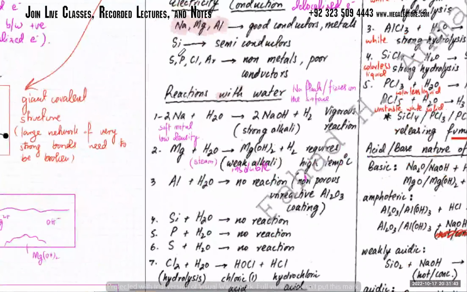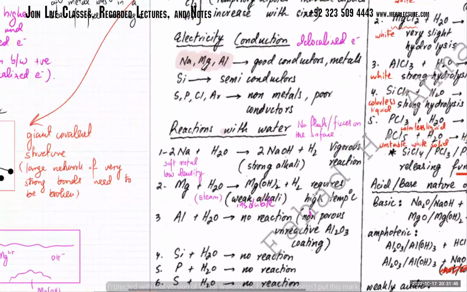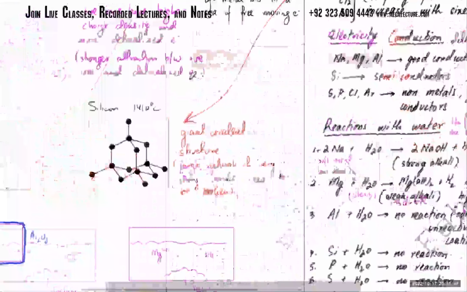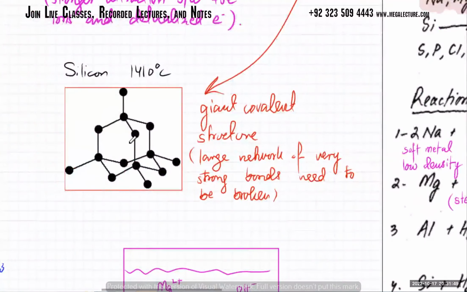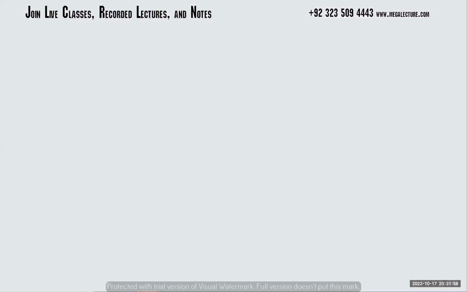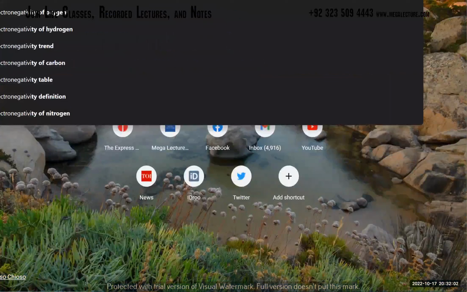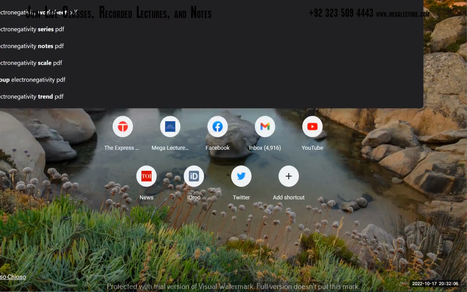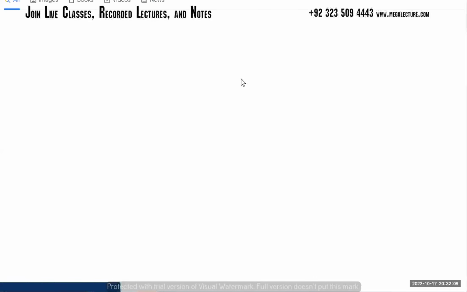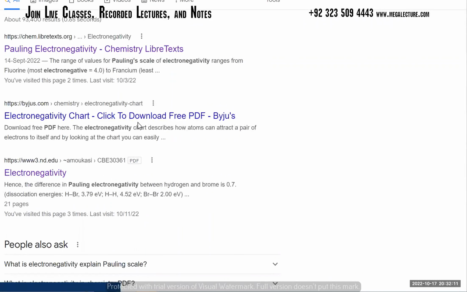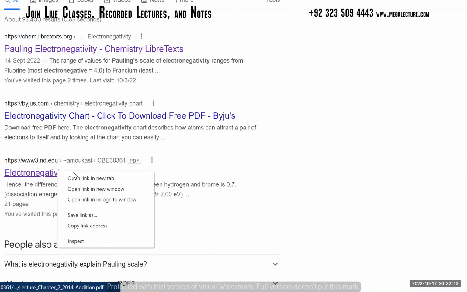Now, silicon is a semiconductor. You just need to remember that. What happens is that silicon doesn't really conduct electricity. It's a non-metal, but it's like a metalloid. What happens is that silicon has a very low electronegativity. Like if I compare the electronegativity, and if I try and find the table, I think this one.